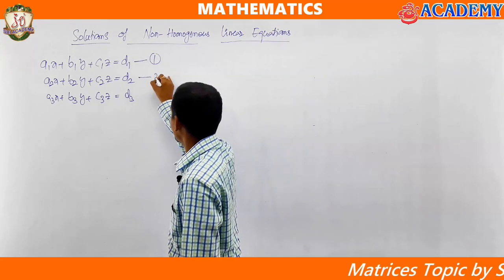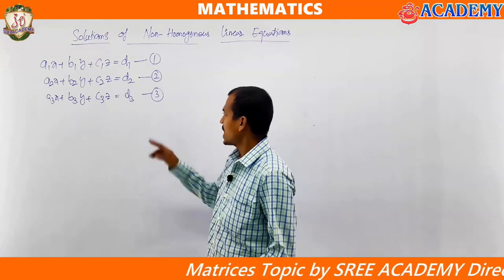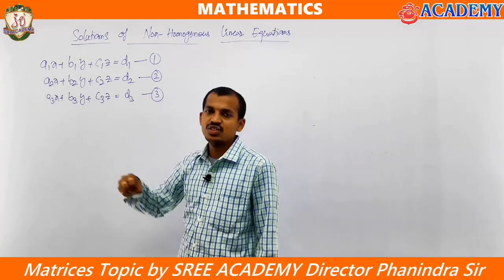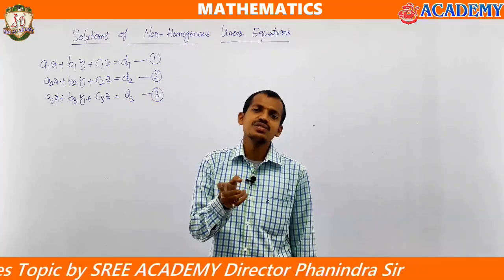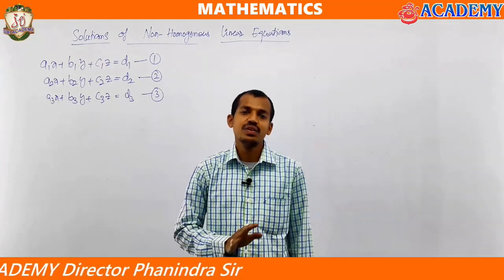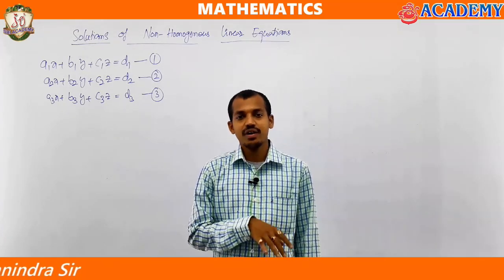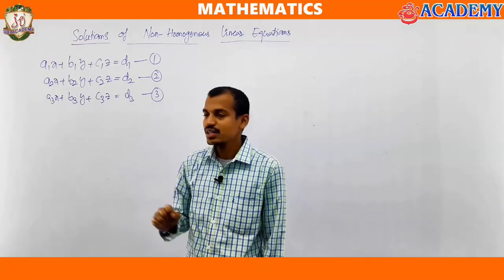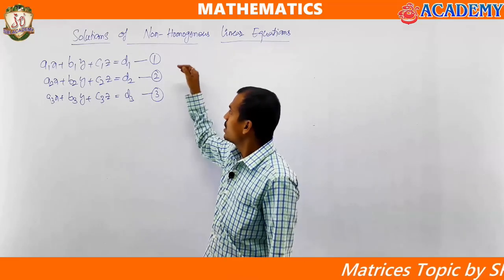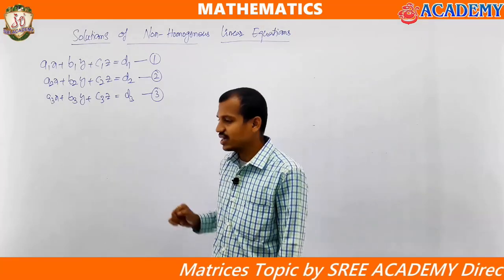I am taking equation number 1, equation number 2 and equation number 3. They have three unknowns, that is x, y, z, with some constant coefficients. To solve for three unknowns we require a minimum of three equations. We can have more than three also, but minimum three are required. That's why we took three equations. These are linear equations, and we have to find the solution for them.